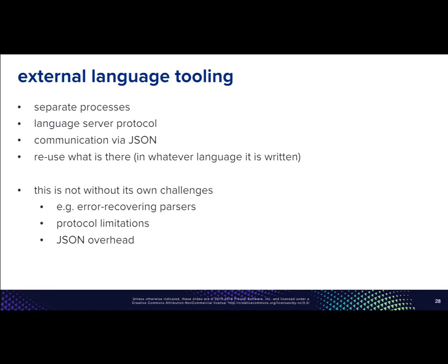Because you still need a recoverable parser in the language tooling that you would like to use, right? Otherwise, your editing feeling would be really bad. The language server protocol, that's nice, but it has its own limitations. So if you want to go beyond that, you need to write your own extensions again that are specific for clients, specific for servers. You get JSON overhead, and you get the band playing in the other room.